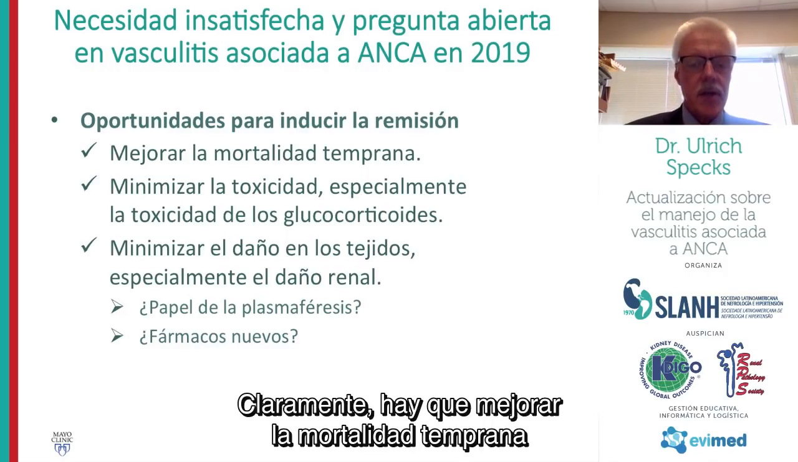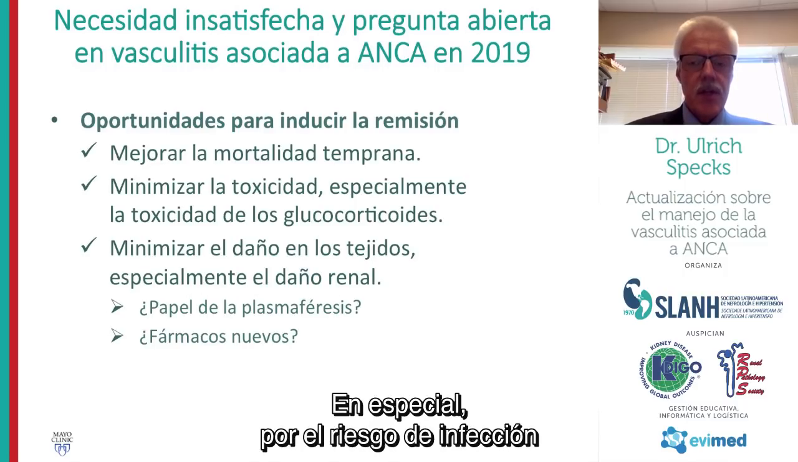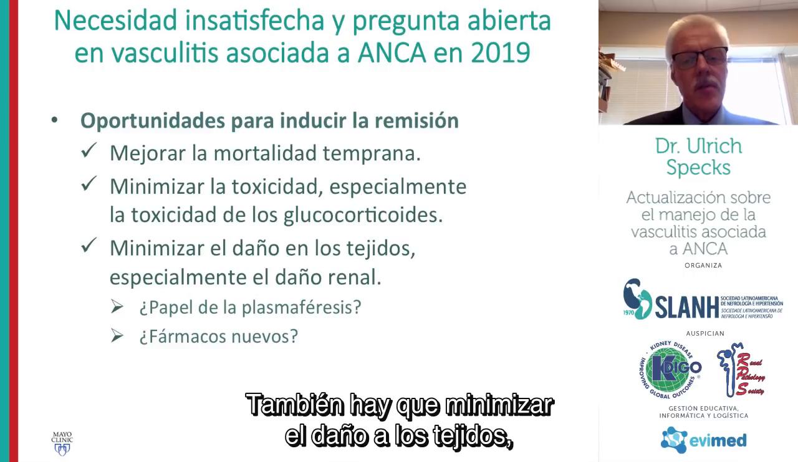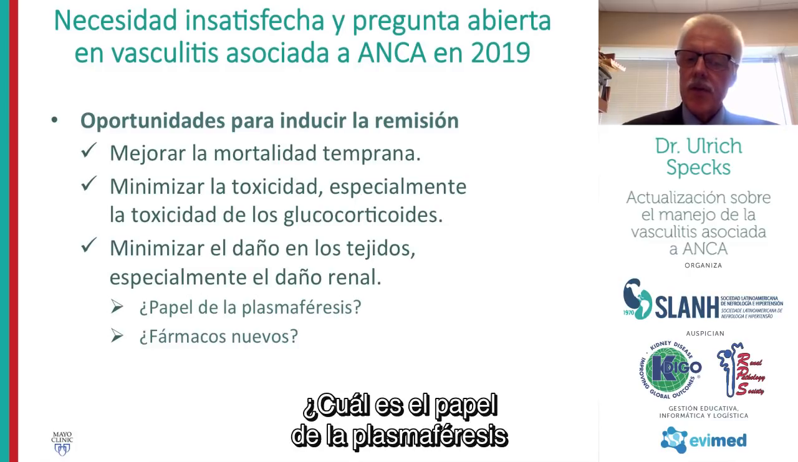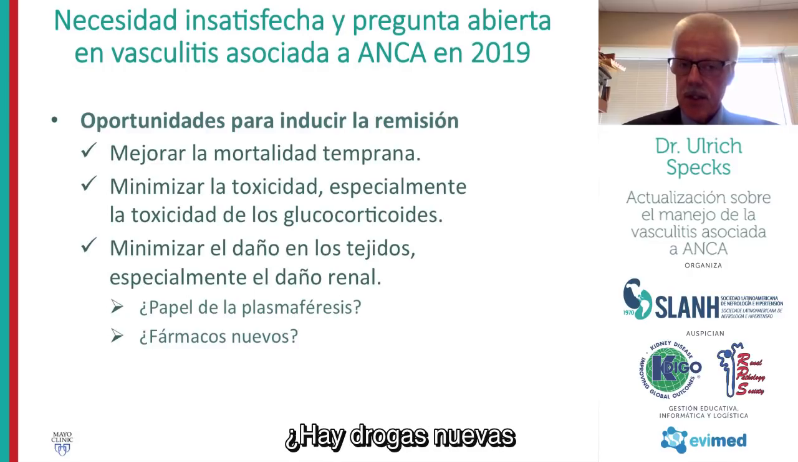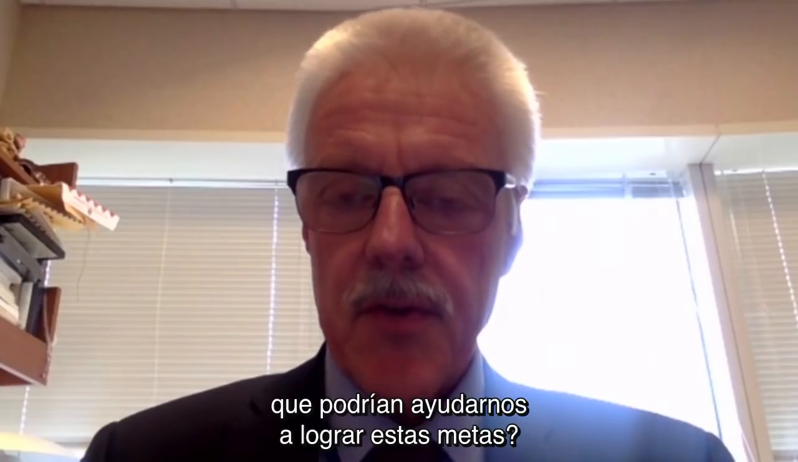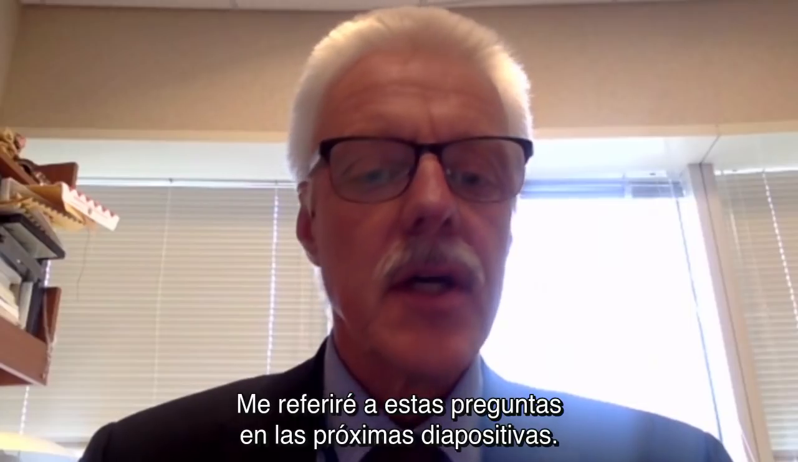We clearly need to improve the early mortality, and we need to minimize toxicity of the drugs we use, particularly the infectious risk inherent to glucocorticoid therapy. We also need to minimize tissue damage and particularly the renal damage. How can we achieve this? What is the role of plasma exchange to achieve these goals? And are there any novel drugs that potentially help us achieving these goals? These two questions I will address in the next few slides.